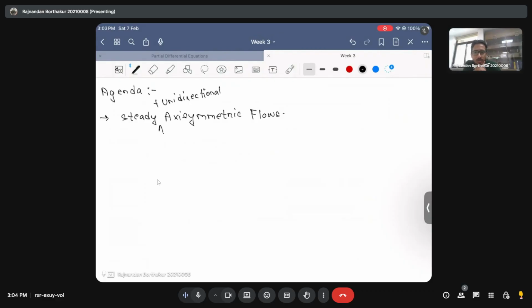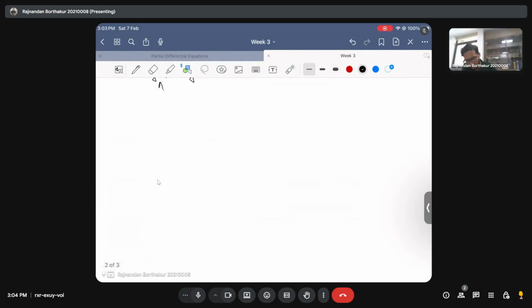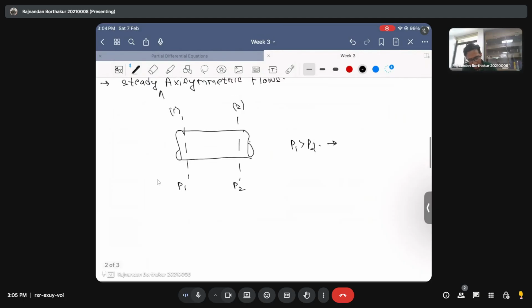You can think of it like there is a pipe, and you are applying a pressure gradient between stations, let's say 1 and 2, which are at pressure P1 and P2. And let's say P1 is greater than P2. You can interpret this as having a constant pressure gradient of the form dP by dz, where z is in this direction along the axis of symmetry of the pipe.